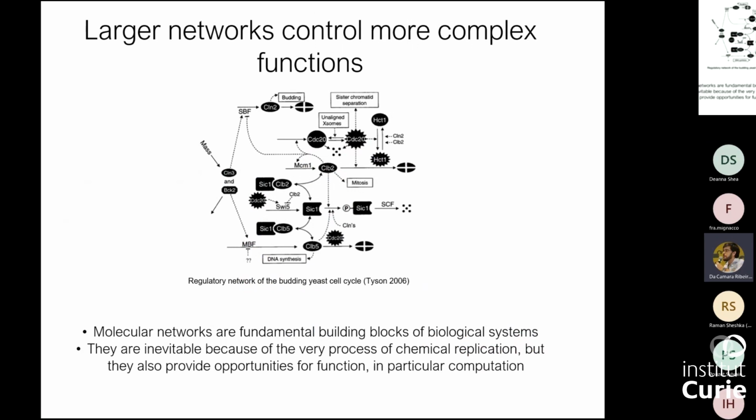So we'll not go into the details of how this network works, but the message is that over the years, many more systems have been discovered, and now we know that some of them are very complex, and the most complex of them, of course, control more complex tasks. For example, this is a representation of what we knew in 2006, at least, about the regulatory network that controls the life cycle of budding yeast.